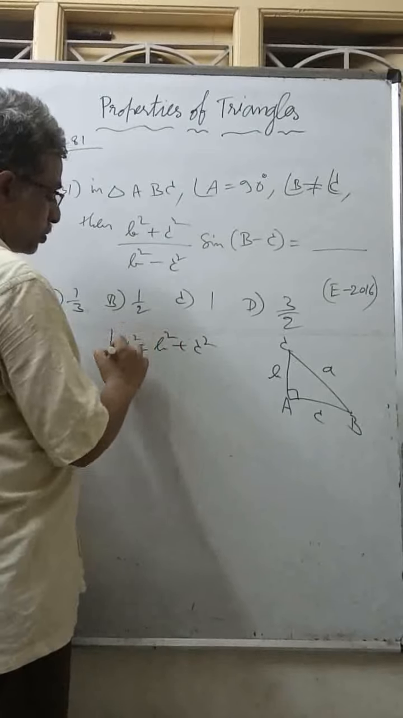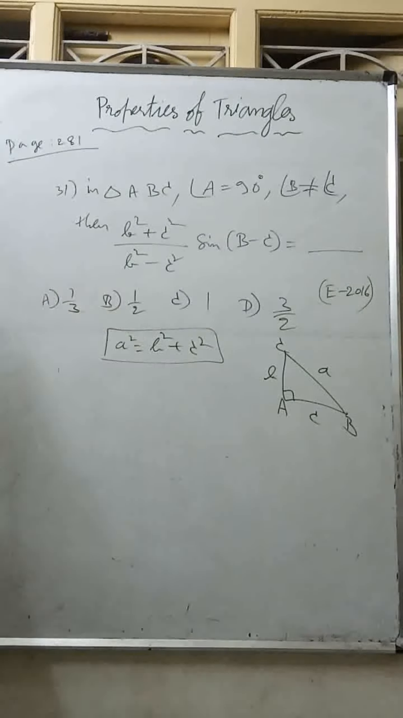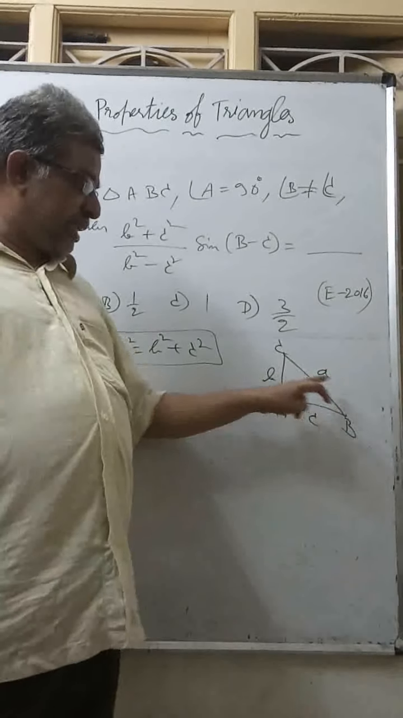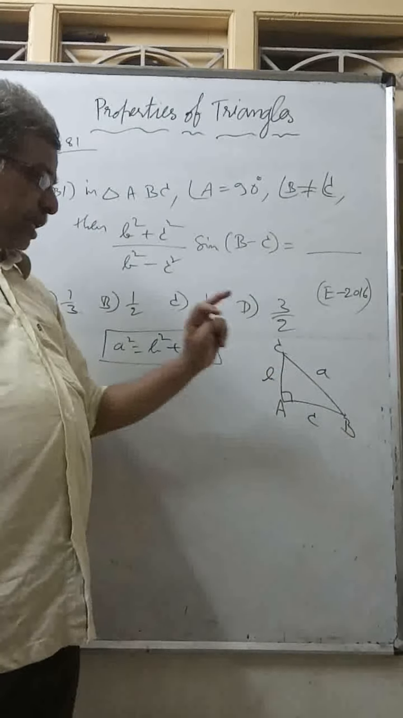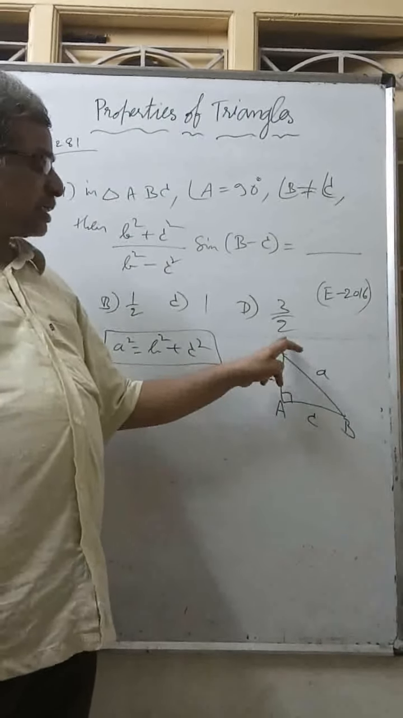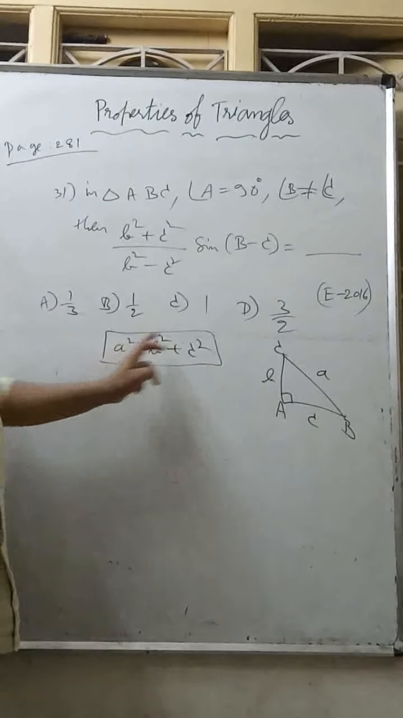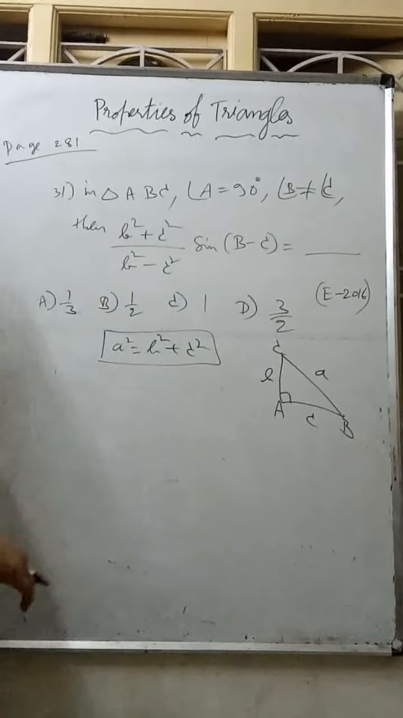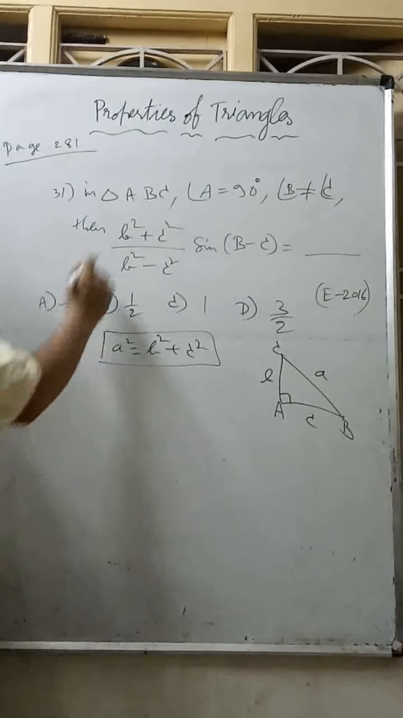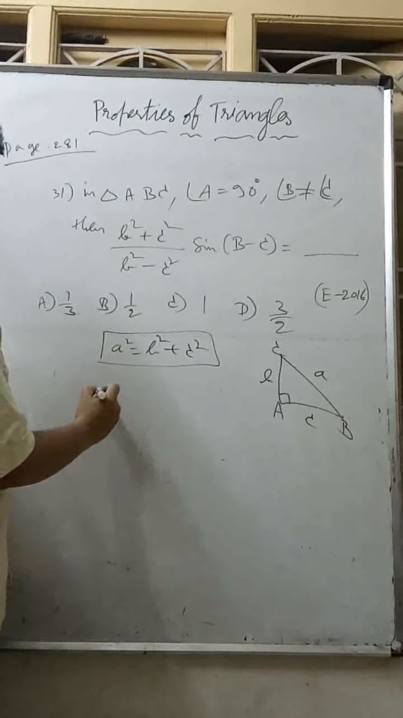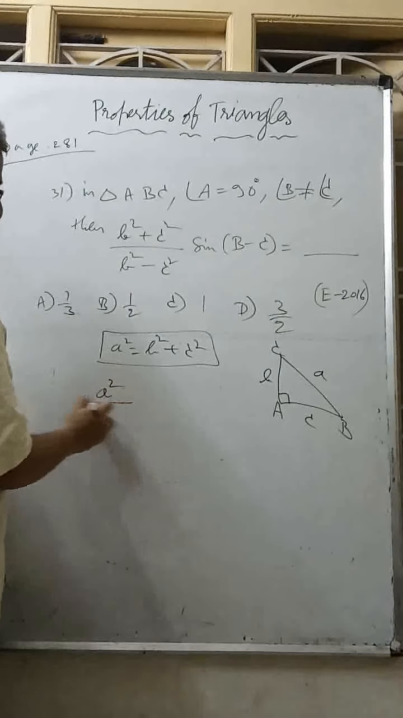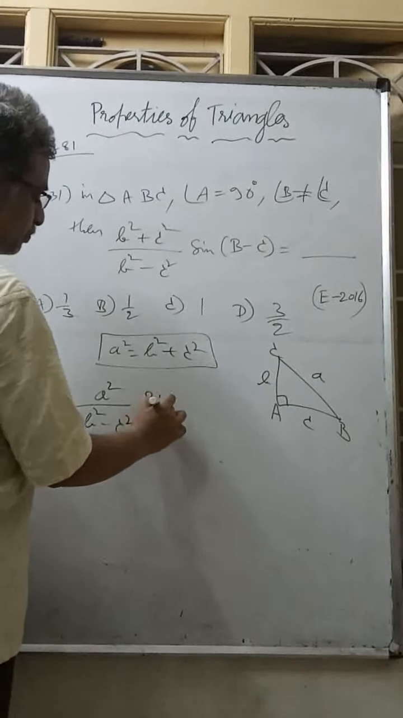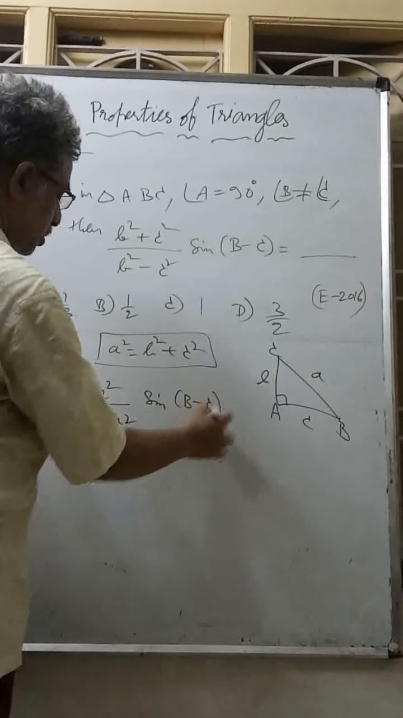First and foremost point to be noted is angle A 90 degrees, opposite to A is a, opposite to B is b, opposite to C is small c. Now according to Pythagoras theorem, hypotenuse square equal to sum of squares of other two sides, means A square equal to B square plus C square. Now substitute in this: the numerator B square plus C square, I can write as A square, by B square minus C square into sin of B minus C as is.